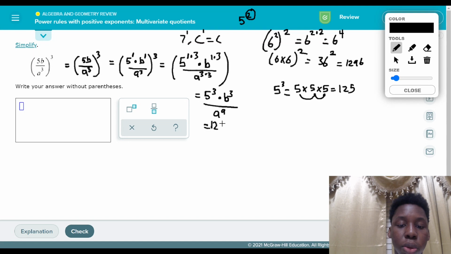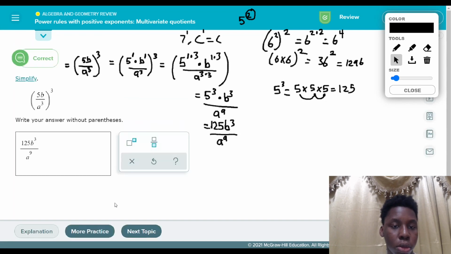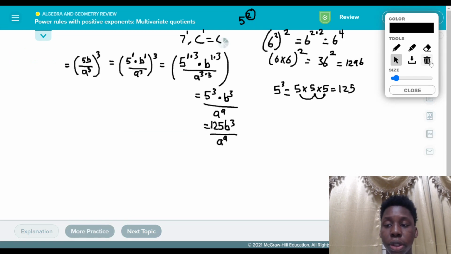So we replace that with 125, then times b cubed. Since we don't do anything to b, we multiply 5 cubed times b cubed. So now we can bring them to 125 times b cubed, which equals 125b cubed divided by a to the power 9. Let me put that in. 125b cubed over a to the power 9. Check.